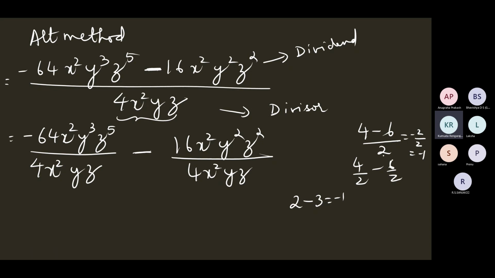Like 4 minus 6/2 is 4/2 minus 6/2. Here also, we write the first term of the dividend divided by the divisor, this minus sign, second term divided by the divisor. Now, 4 fours are 16, so minus 16. Then x squared cancels. y cubed by y: when bases are the same and it's division, we subtract the powers. If you want, you can show that step: subtract the powers, 3 minus 1. z to the power 5, subtract the powers.